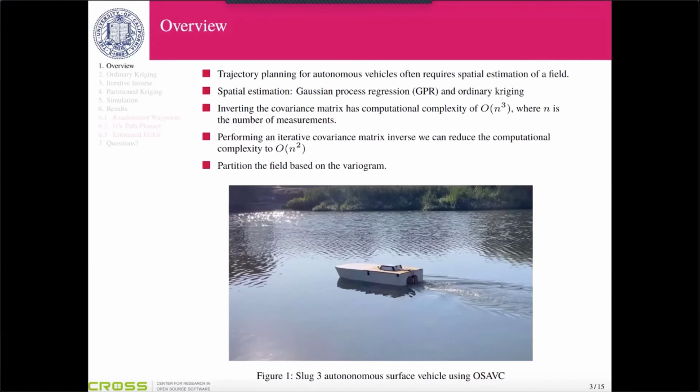partition the field in an intelligent way that's informed by an aspect of ordinary Kriging. And this is used for a project connected with the open source autonomous vehicle controller that's part of ROS. This is the Slug 3 autonomous surface vehicle. So this is actually using that framework and that hardware to do path planning and spatial estimation. In this case, the spatial estimation is depth sensing data. There's a sonar echo sounder connected to this boat, right here, and it is measuring the distance from the surface of the water roughly to the floor of either the ocean or a lake, or in this case, just a pond.